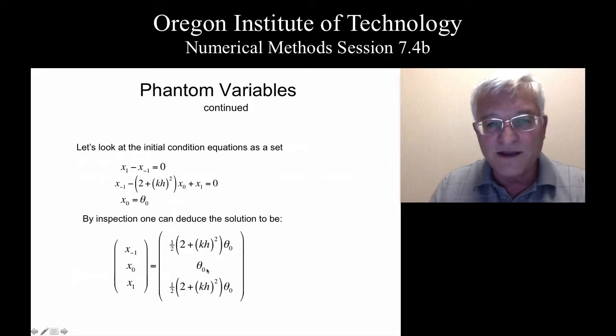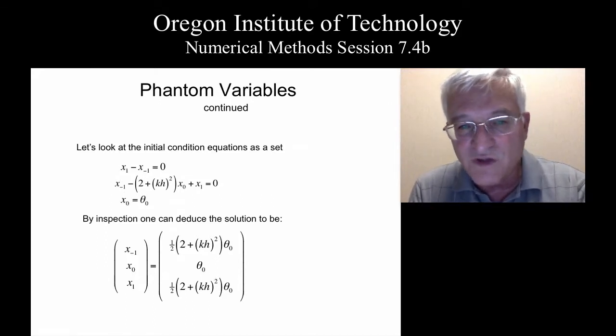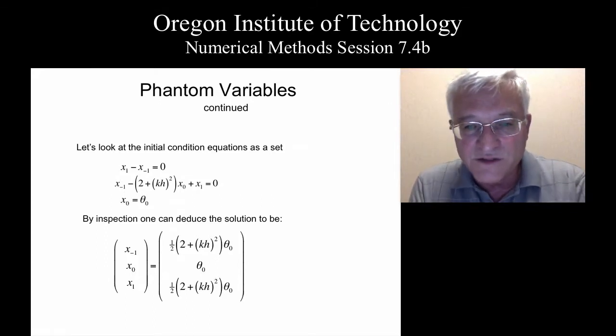I mean, x0 has to be theta 0. That's part of the solution. We know the difference between x1 and x minus 1 must be 0, so they must be the same. And they also have to be able to work on this middle equation, and that's the only set of values that will accomplish all 3 equations. So you can solve it by hand if you want, and you'll end up getting this solution.